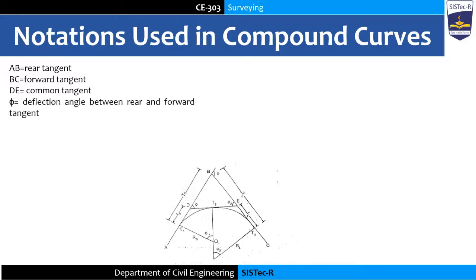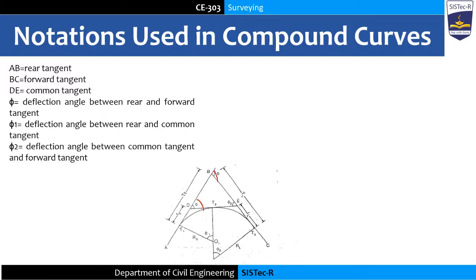After that we have phi, that is the deflection angle between rear and forward tangent. All these we have seen in the simple circular curve also. So here phi is the deflection angle from which the tangents are deflecting. You can see that this is phi. After that, phi 1 is the deflection angle between rear and common tangent. So this is the angle, this is phi 1, the angle between rear and common tangent.